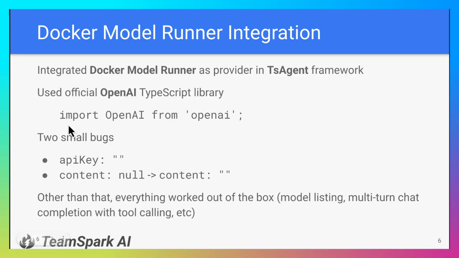So this whole thing was probably 20 minutes of screwing around and debugging and looking at GitHub issues just to make sure that we had a clean, correct solution that would work, and doing testing. But other than that, everything worked out of the box. Model listing worked, multi-turn chat, completion with tool calling, everything worked. It was super easy.